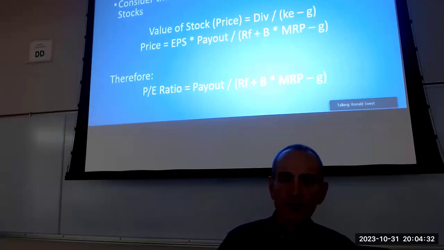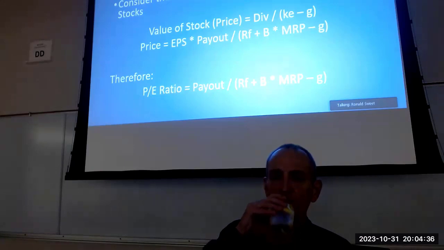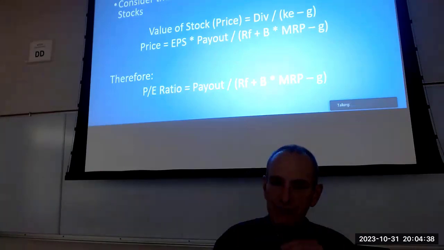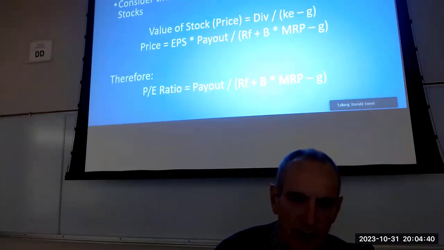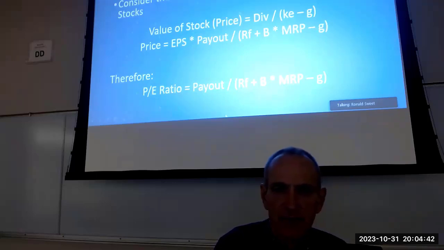So what should the PE ratio of your firm be? What should the EV to sales of your firm be? And we'll be able to back into that when we build the model. Any questions on this? Really powerful stuff, really helpful.